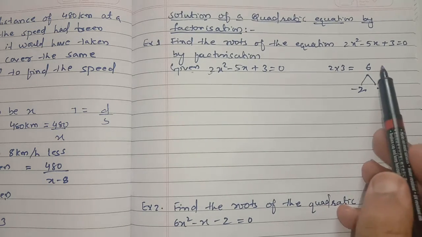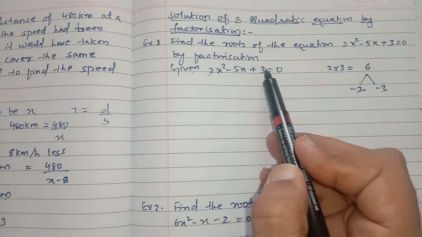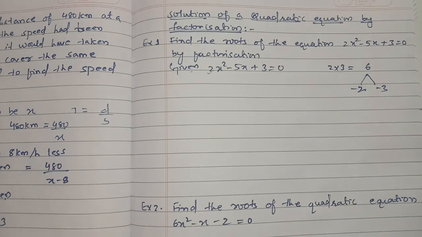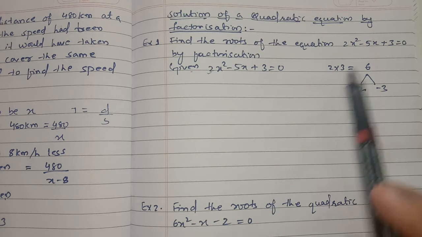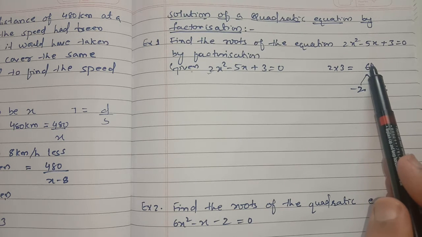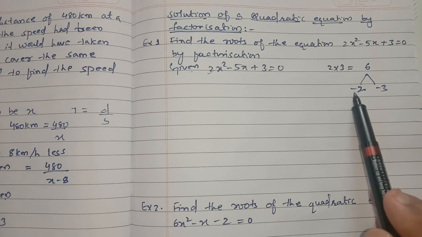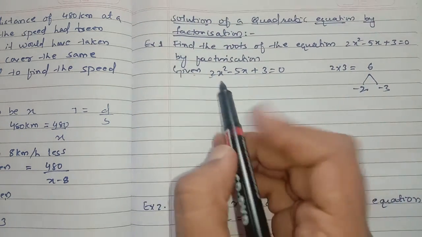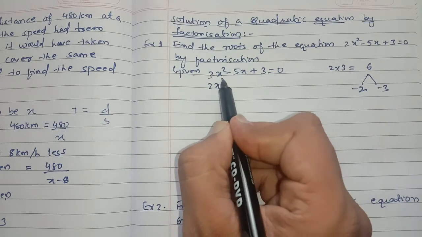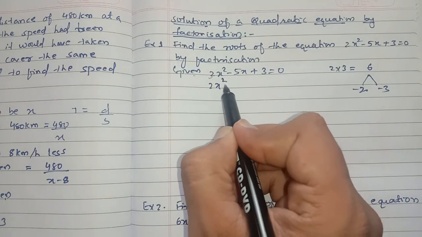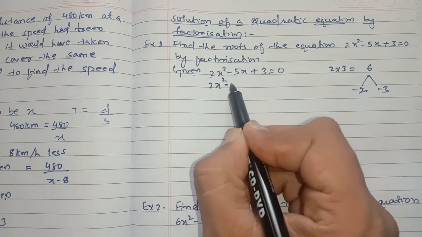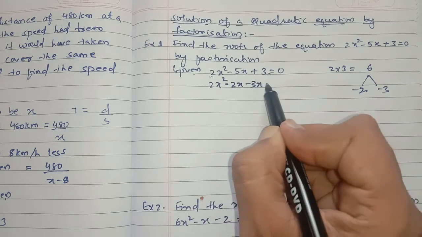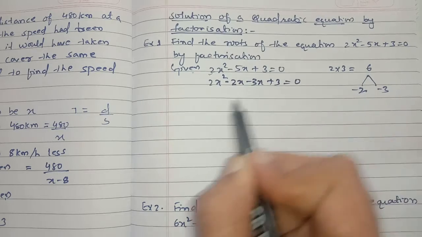So after multiplying the coefficient of x square with the constant, we have to select two numbers such that the multiplication of those two numbers should be this, and when you add these two numbers, it should be minus 5x. 2x square, and these two numbers should be written in place of minus 5x in terms of x. Minus 2x minus 3x plus 3 is equal to 0.